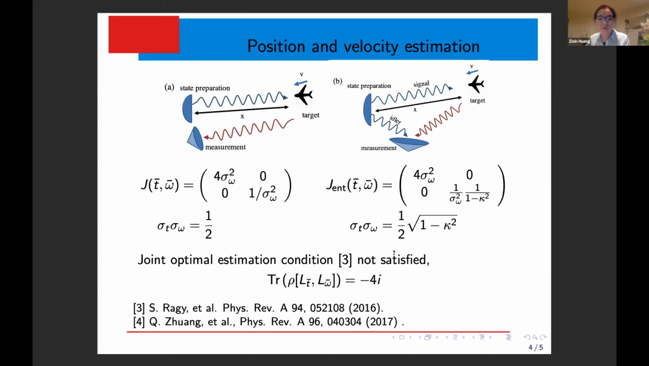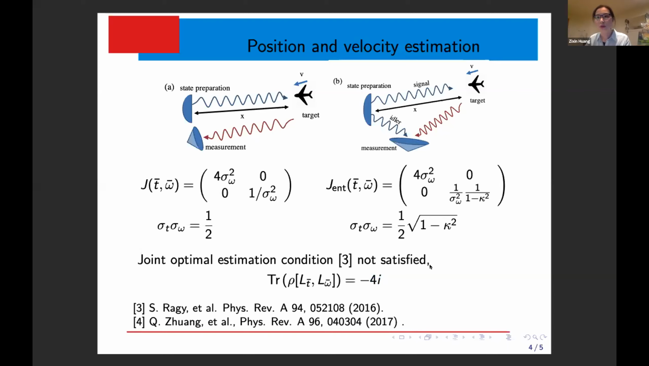However, we see that these two parameters cannot be estimated simultaneously, even in the presence of arbitrarily large entanglement, because the trace of this commutation relation is not 0. If it were 0, you could saturate the quantum Cramer-Rao bound.